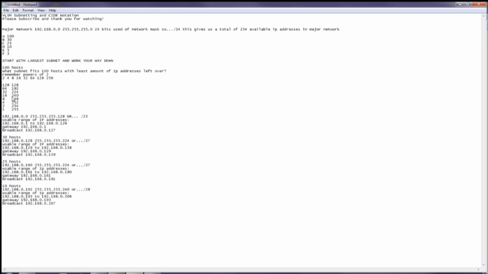Move on to the next group of 5 hosts. So our subnet will be 192.168.0.208, and only 5 IP addresses in this one, so we will have to go up to, looks like 248. And that will be a /29 CIDR notation.